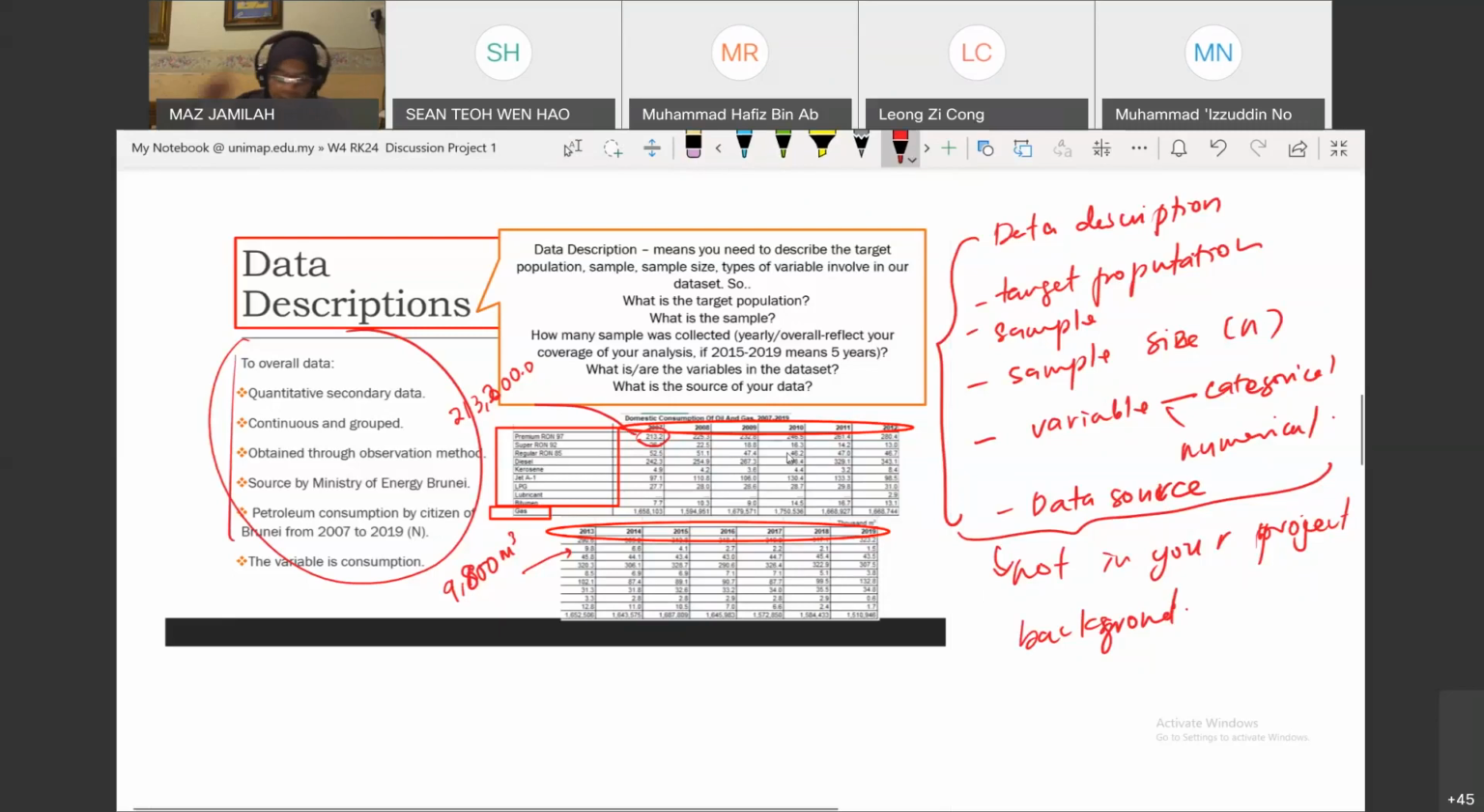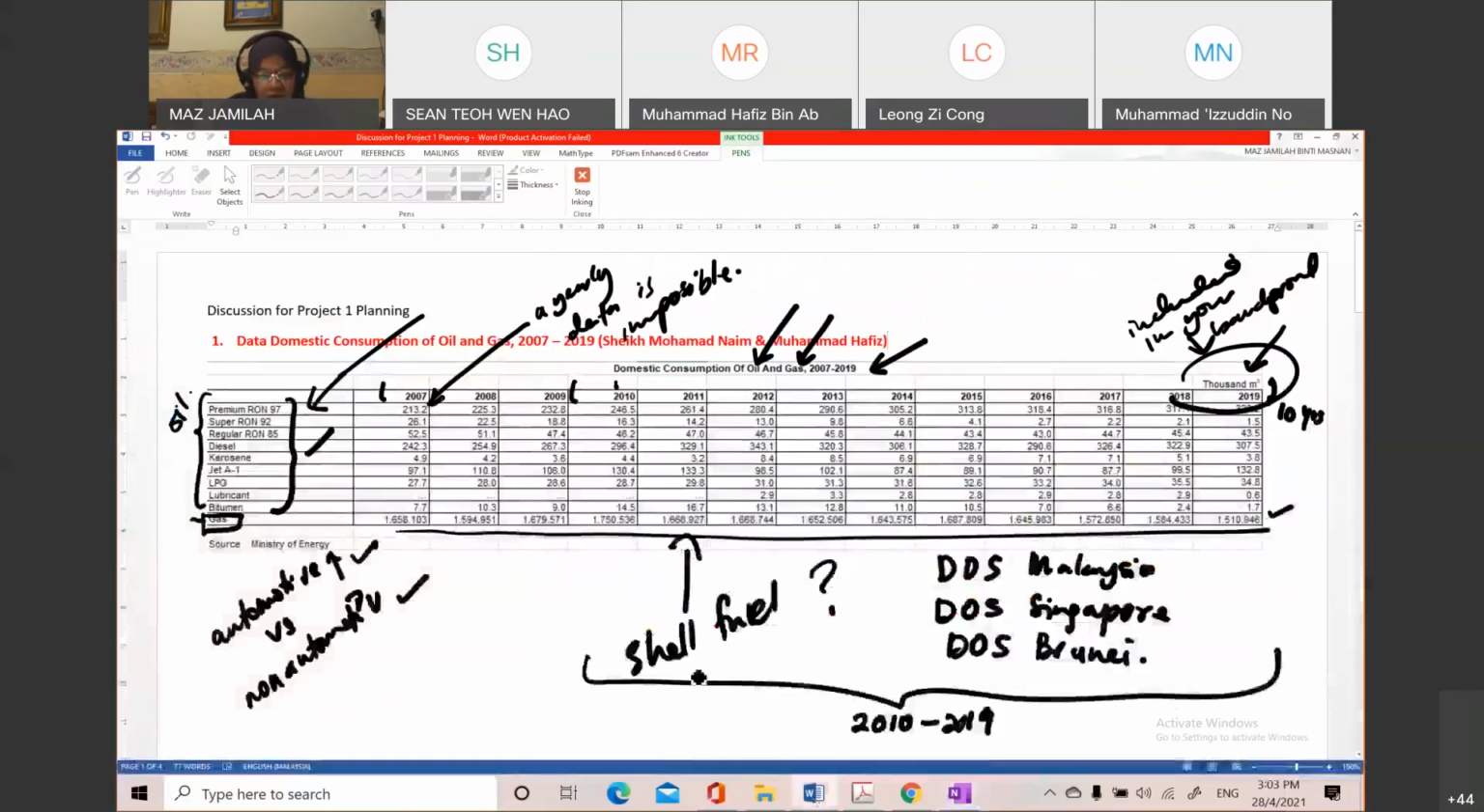So for this particular case, go back to this one. This one is still vague. It's not clear. So let us go back to the data. How can we identify our variable, our data or whatsoever? Now, we know that our data is referring to domestic consumption of oil and gas 2007 until 2019. Now, where do my variables lie? Class?